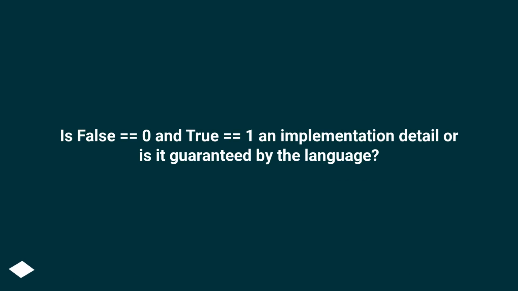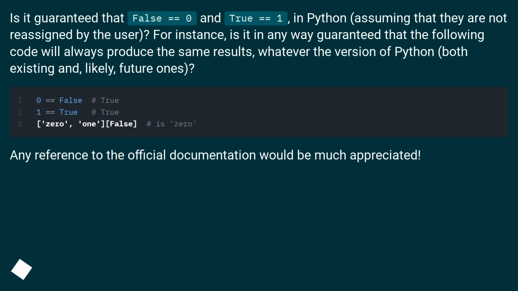Is false equals 0 and true equals 1 an implementation detail, or is it guaranteed by the language? Is it guaranteed that false equals 0 and true equals 1 in Python, assuming that they are not reassigned by the user? For instance, is it in any way guaranteed that the following code will always produce the same result, whatever the version of Python, both existing and, likely, future ones? Any reference to the official documentation would be much appreciated.